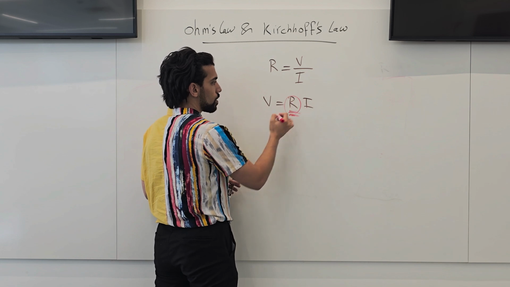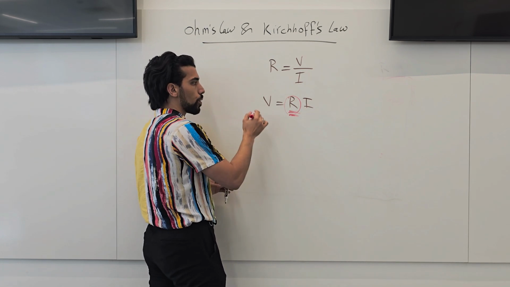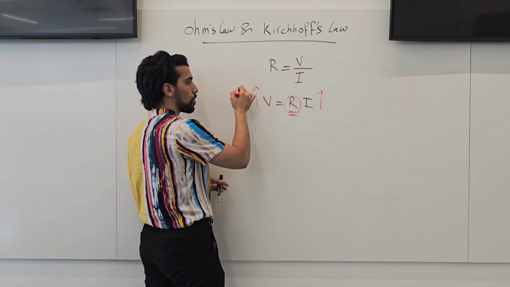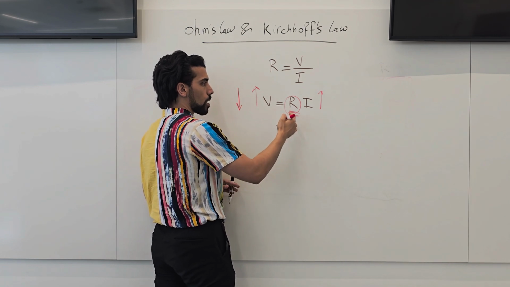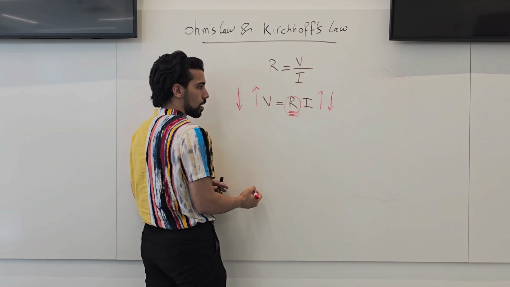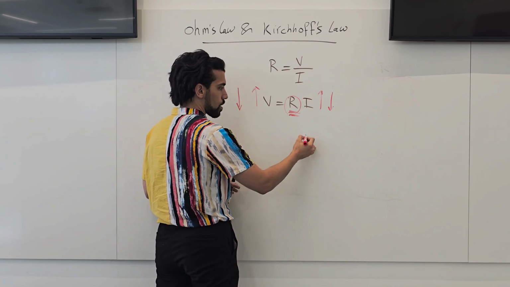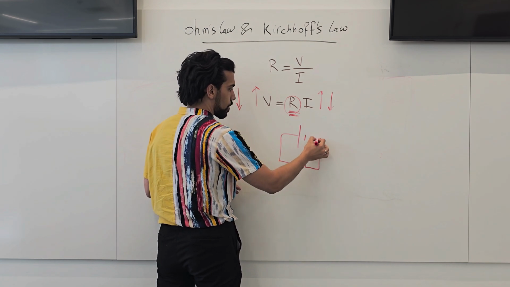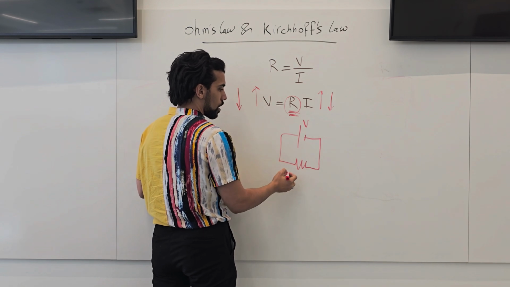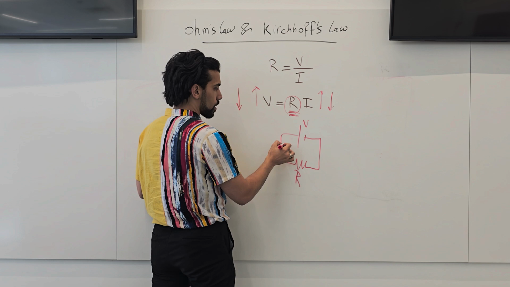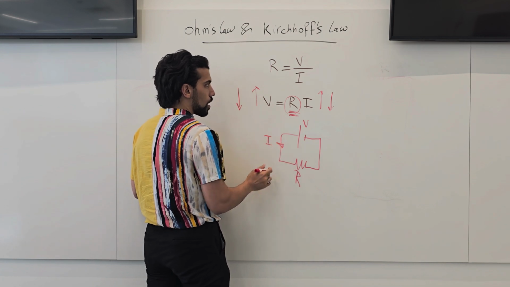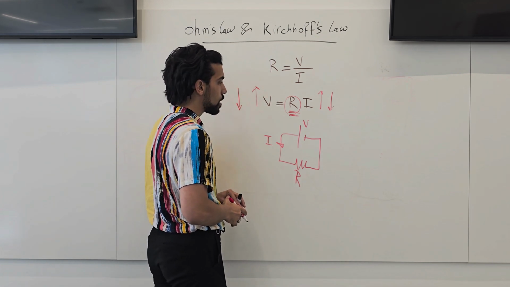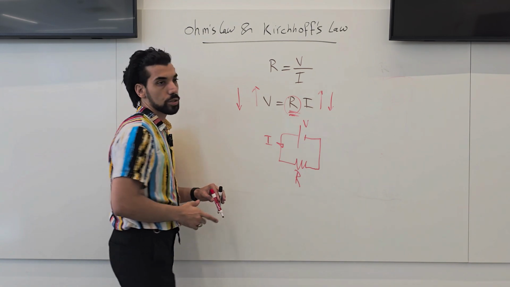It's a constant value usually, and this shows that when you increase the applied voltage, the current increases, and if you decrease the voltage applied across the resistance, the current decreases. We can draw it, for example, like this: we have the resistance R, a voltage V, and the current I going inside this circuit. This is the relationship of Ohm's law itself.